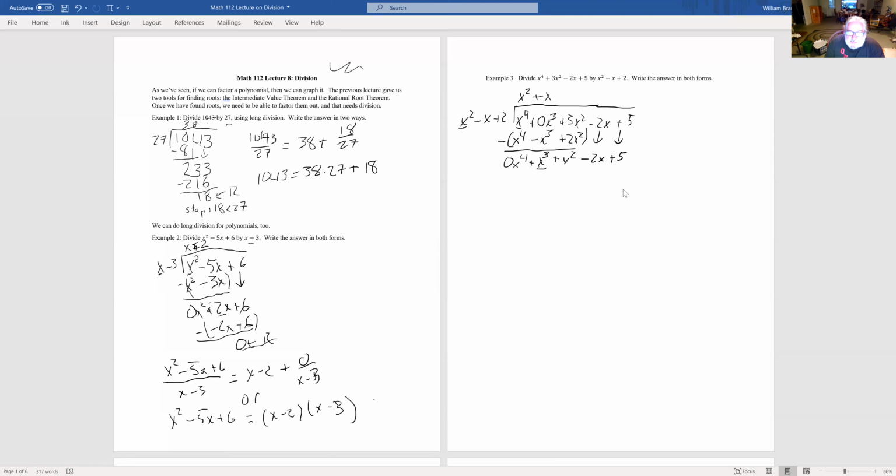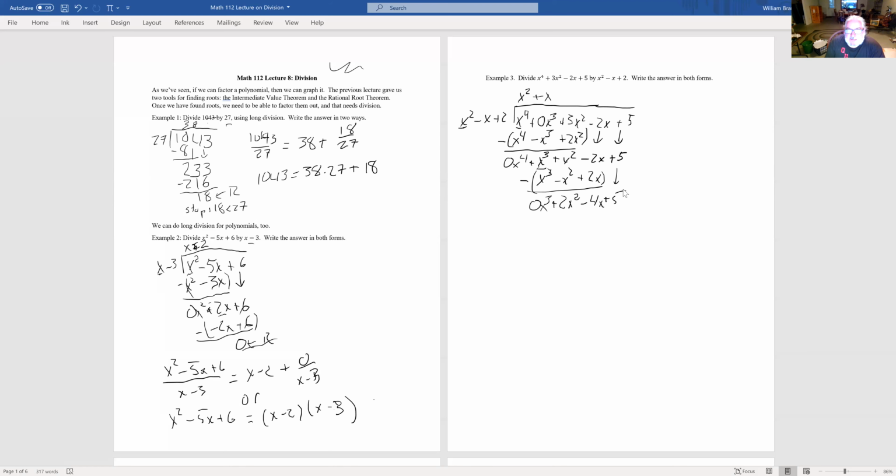So I take my x, I multiply it by each term here, distributed across, and write those answers down here. So x times x squared, that's my x cubed. x times minus x, that's a minus x squared. x times plus 2 is a plus 2x. And then we subtract. x cubed minus x cubed is a 0x cubed. That's good. We're trying to get rid of the powers. x squared minus minus x squared, that's x squared plus x squared. So that's a plus 2x squared. Minus 2 is minus 4x. And we pull down the 5.